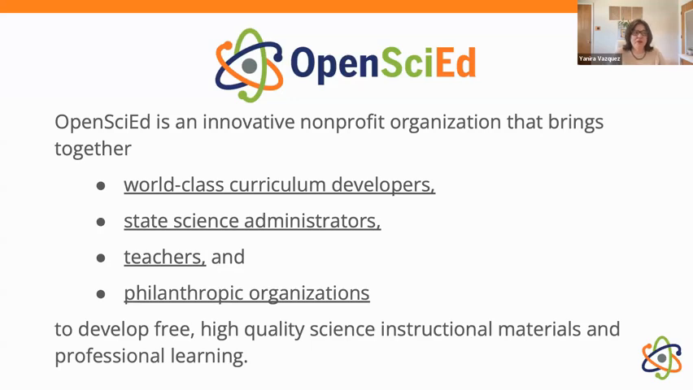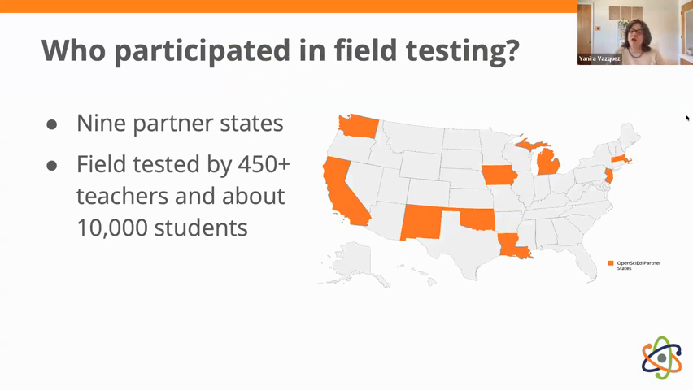So if you're not familiar with our materials, OpenSciEd is an innovative nonprofit organization that brings together wonderful human beings to help us develop free, high-quality instructional materials and the professional learning that goes along with those materials. Our units were field tested by over 450 teachers in 9 states. That means that about 10,000 students and their teachers provided feedback on these units so that we can make them the very best they can be.